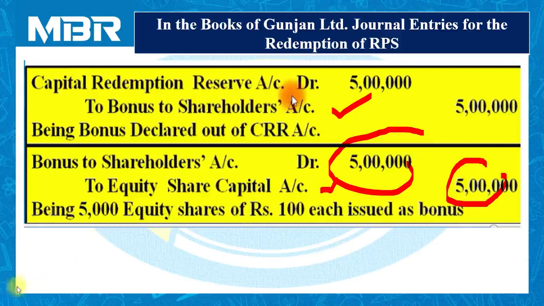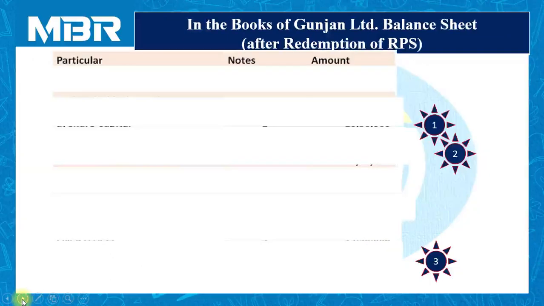After discussion of all the journal entries and calculation, let us move to the final part of our solution. The last part of our solution is to prepare the balance sheet. As you all know, the examiner may provide us balance sheet in either horizontal format or vertical format, but we have to prepare our balance sheet in vertical format only.